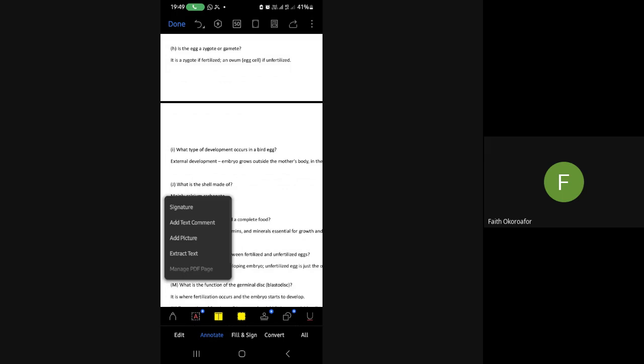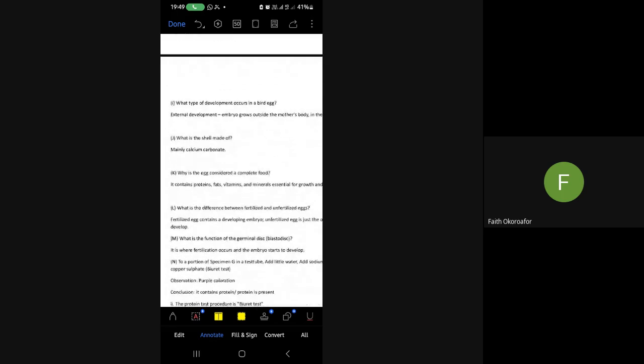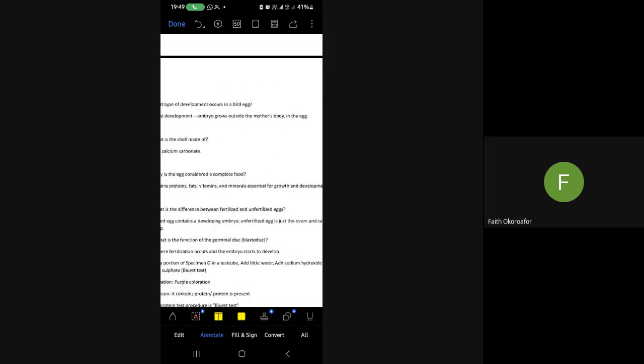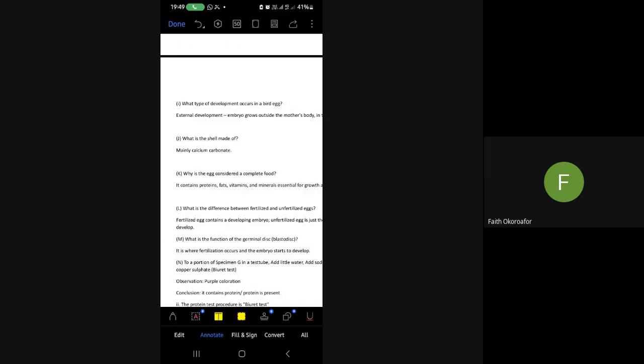All right. So external development, it is because the egg develops outside the body of the animal. The eggs can be incubated by the mother hen, or there is a machine that helps to hatch the eggs, fertilized egg, and that is called the incubator. A machine called incubator.